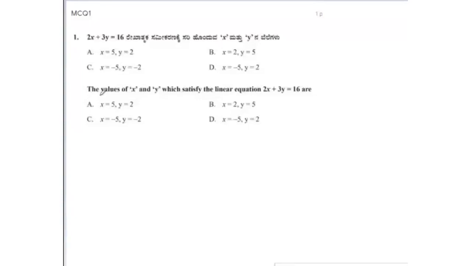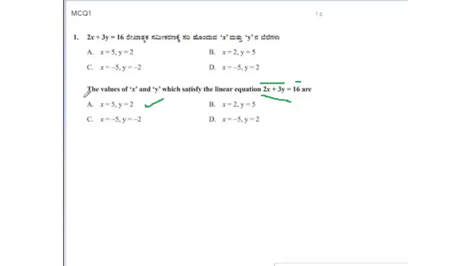First question. The value of x and y which satisfy the linear equation 2x plus 3y is equal to 16. There are four options with x and y. In the first option, x is 5 and y is 2. To satisfy the linear equation, we have to replace the values of x and y and check whether left hand side and right hand side are equal. If LHS and RHS are equal, then that option is the correct one.